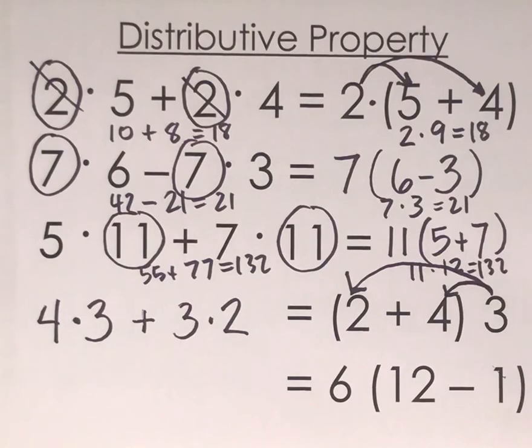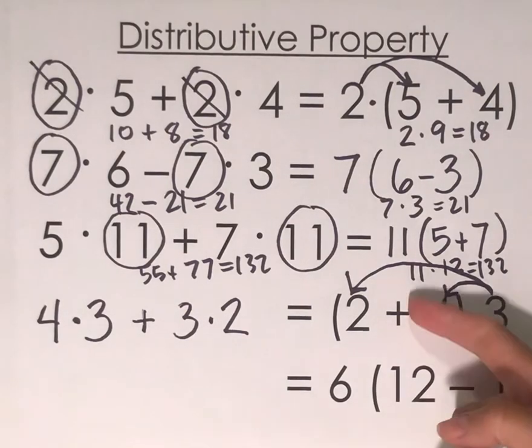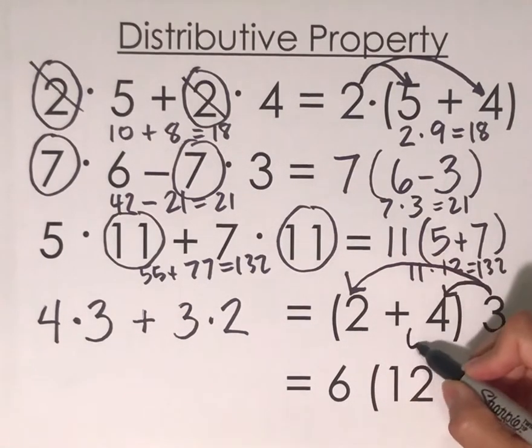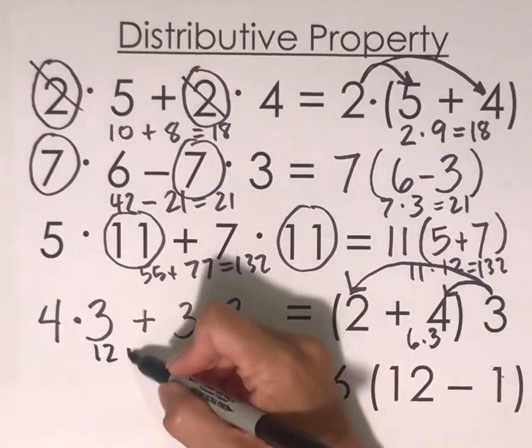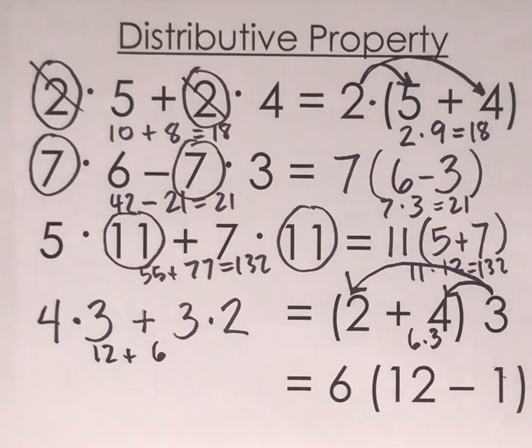Let's check to make sure they're equal to each other. So if you look here, this is 6 times 3, which is 18. And then over here we have 12 plus 6, which is also 18. So they're equal to each other.